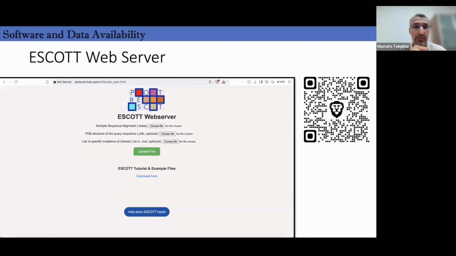When you go to the PRESCOTT web server, you have to put an MSA file in FASTA format as input, and you have to input a PDB structure of your protein of interest. A good way to obtain both of them in one shot would be to use ColabFold, but one has to be careful because in ColabFold, the multiple sequence alignment files are given in A3M format. You have to just convert them to FASTA format and then remove the gap columns. In this way, you can calculate variant effects for your own protein.